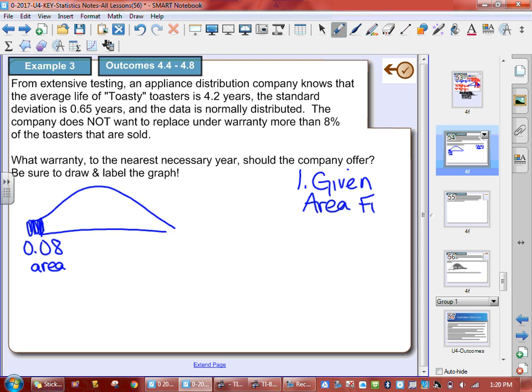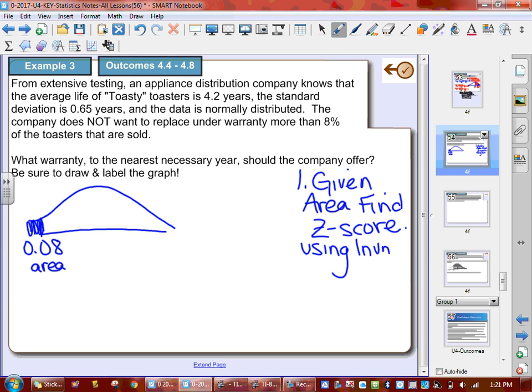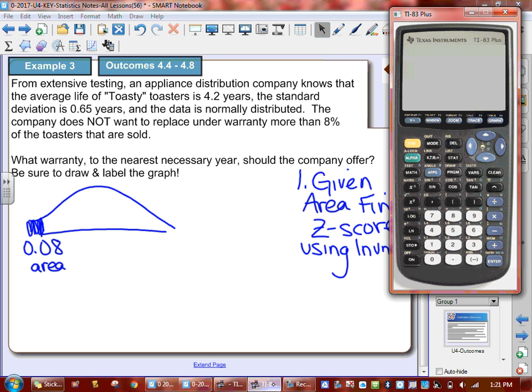So we have to find the Z-score using inverse norm. Second bar is number 3. So that's our first step. We're going to do that together over here. Second bar is number 3. I'll just clear my screen. Second bar is number 3.